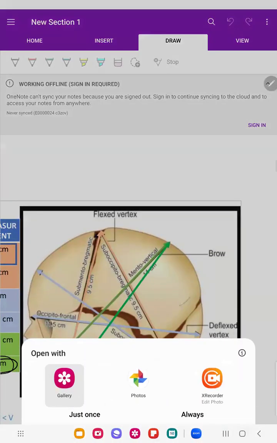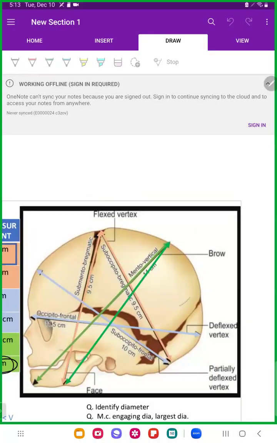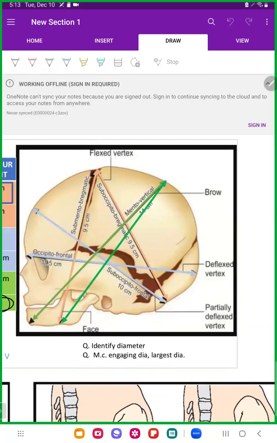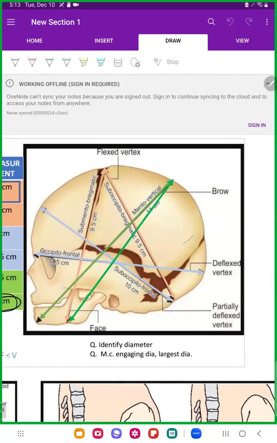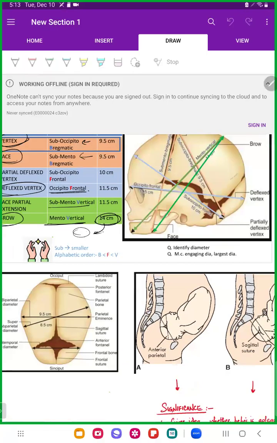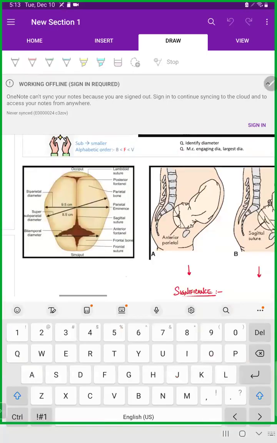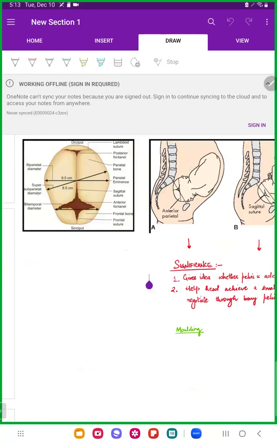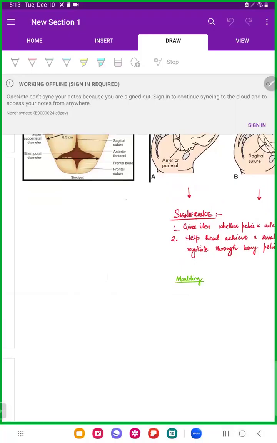Suboccipitobregmatic is the most common engaging diameter, and the most common presenting part is a vertex. Okay. So this is an image showing our transverse diameters, which include the biparietal diameter, supersubparietal diameter, bitemporal diameter, and the other one is the bimastoid diameter. This is the largest, the biparietal diameter, which is involved in engagement. Okay.